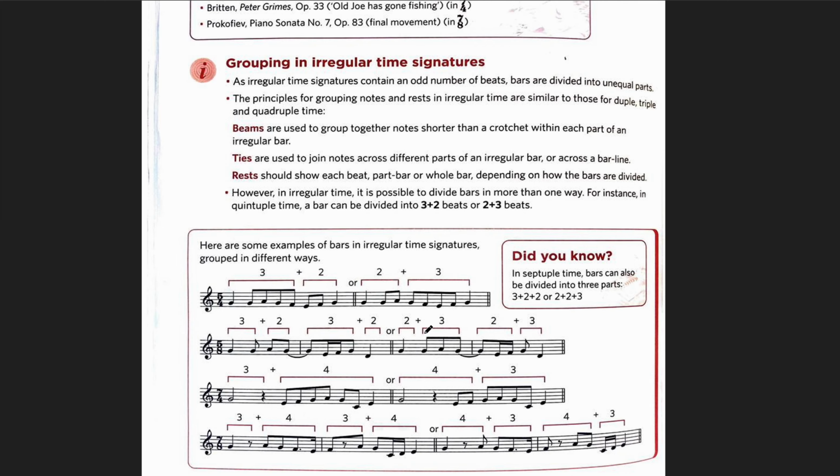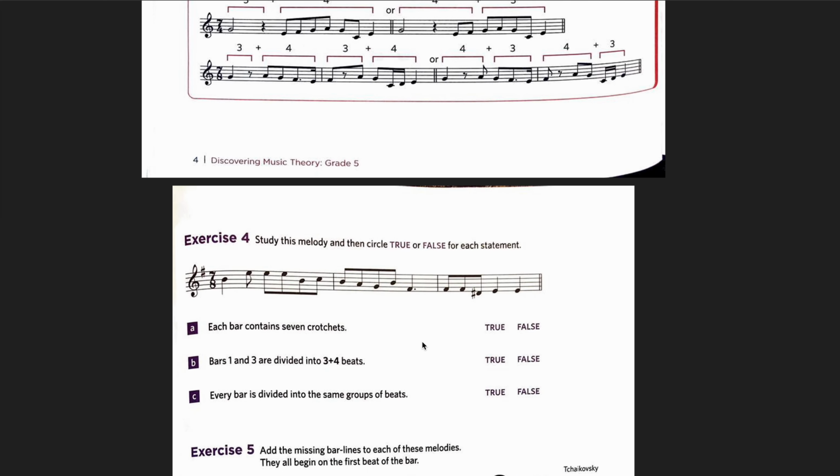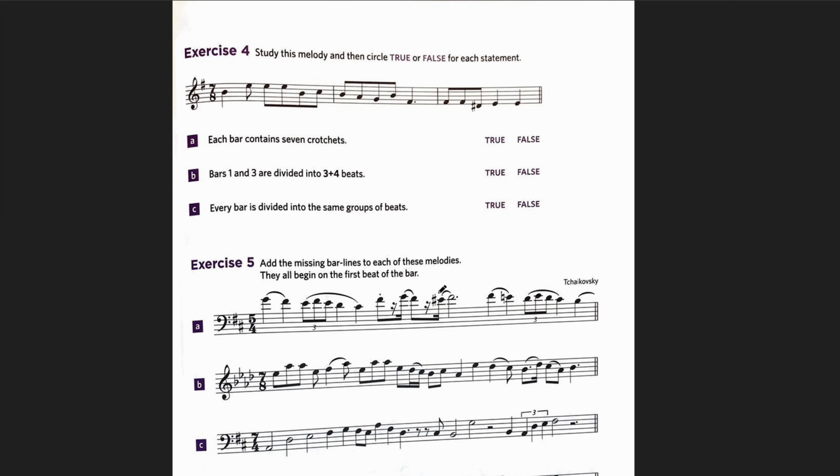Now, we need to group in irregular time signatures, as irregular time signatures contain an odd number of beats. Bars are divided into unequal groups. So let's study this melody and circle true or false for each statement. Each bar contains 7 crotchets. Well, crotchets are quarter notes, so it's something divided by 4. It has 7 quavers, not crotchets. So this is false.